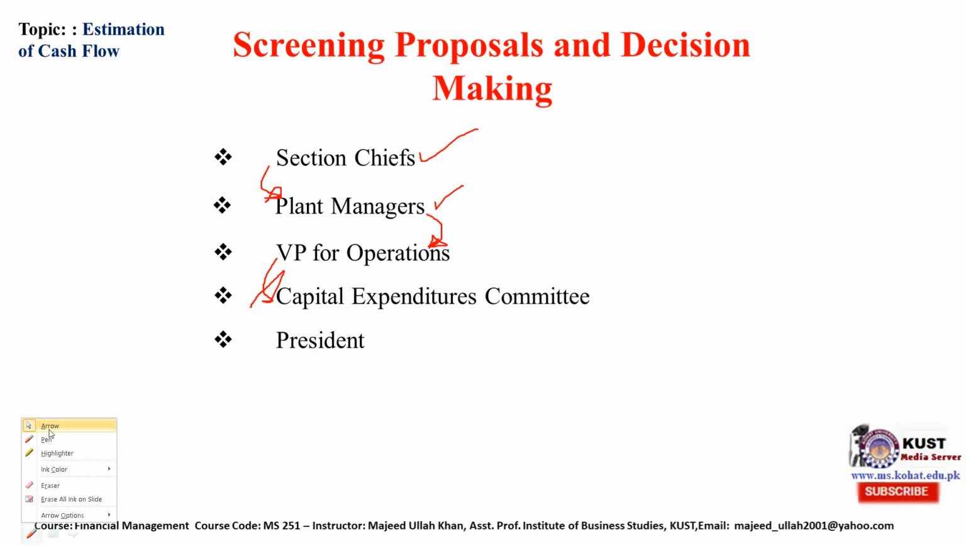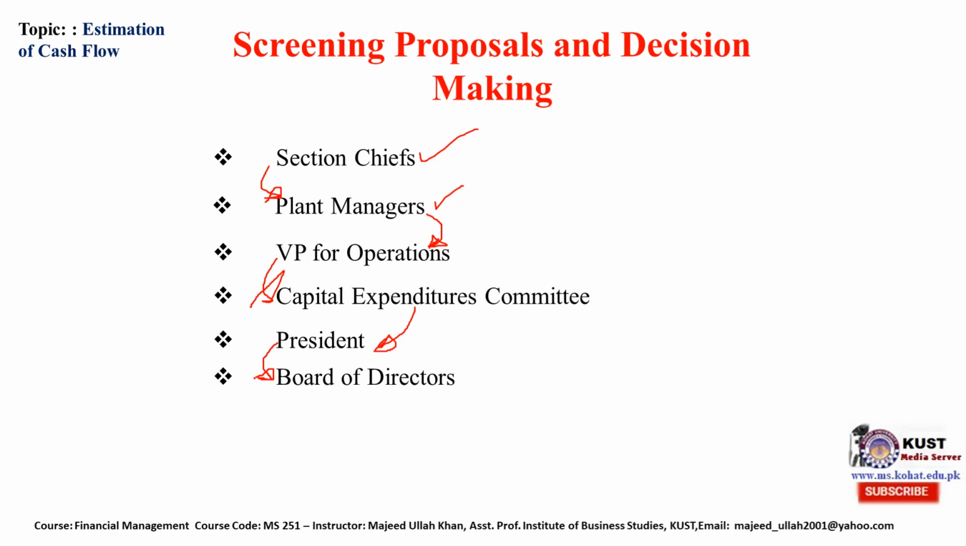When the capital expenditure committee finally accepts or agrees with the idea, then the president decides on the project. If the project is huge and does not come under the authority of the president, then it will be discussed at the board level. The board of directors will give the final verdict or final decision on the project.